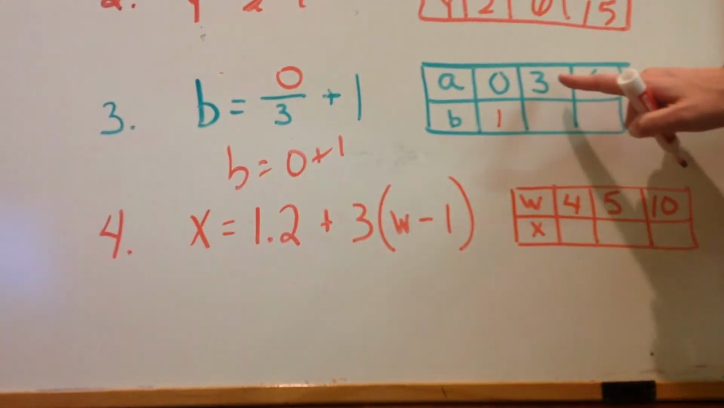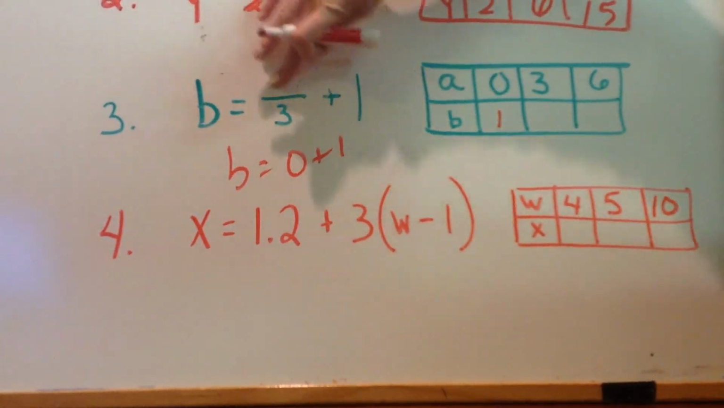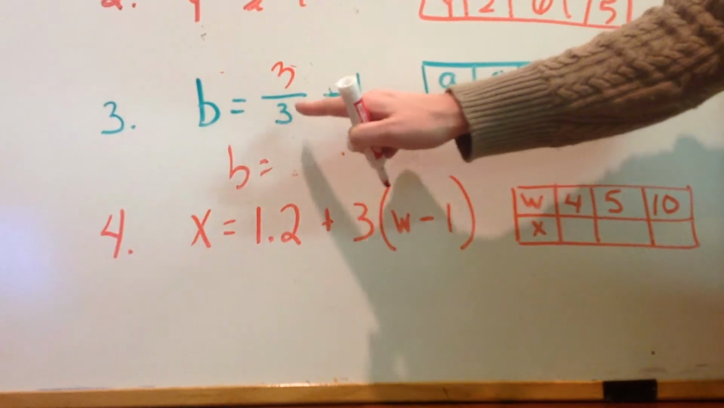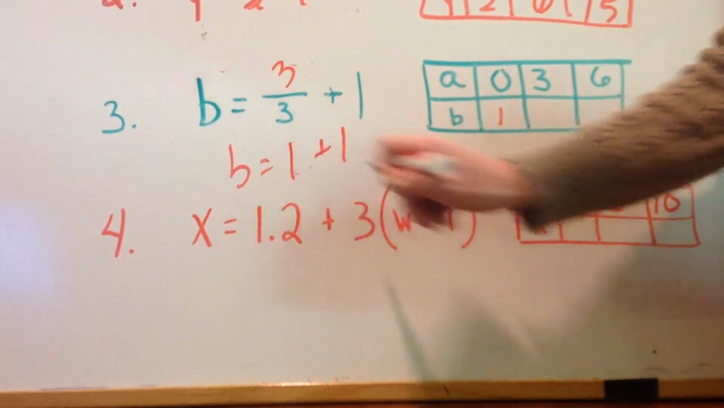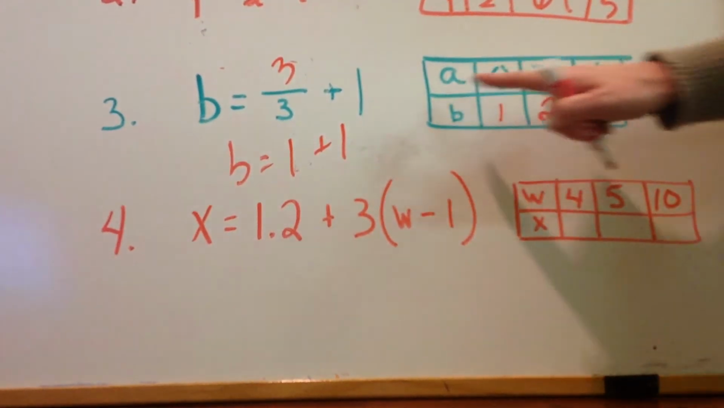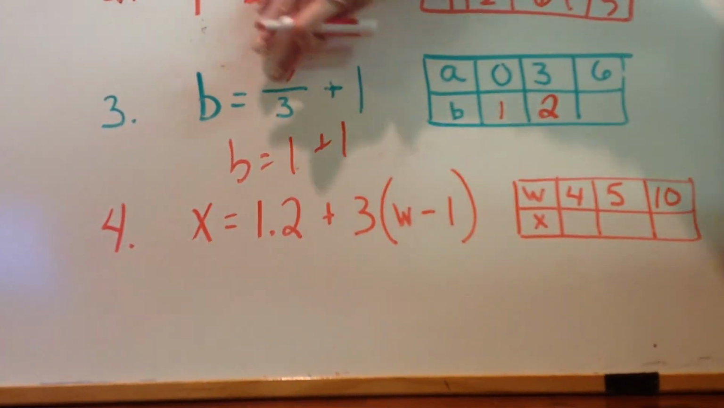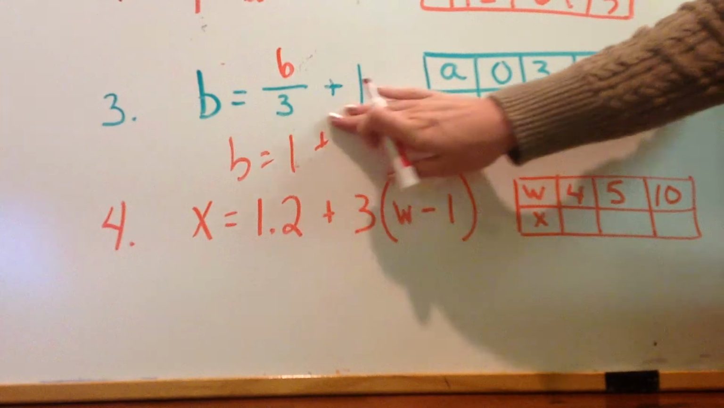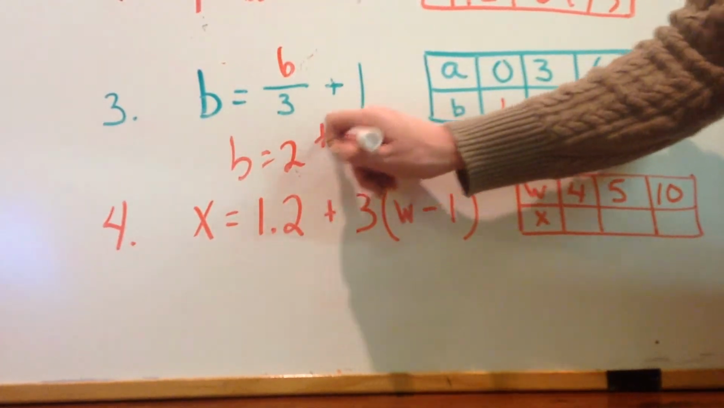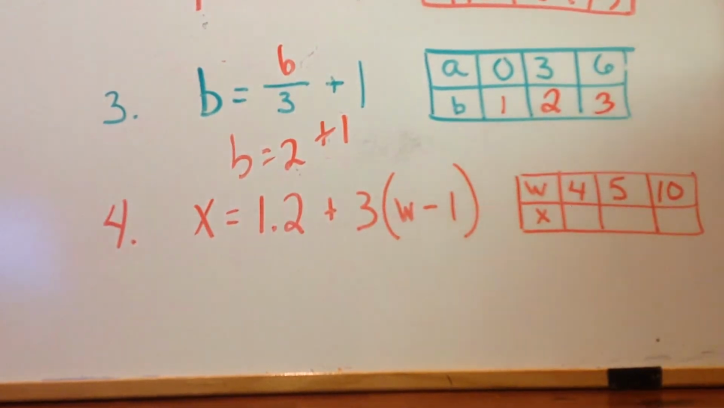I'm going to do the problem again, but now I'm going to replace my a with 3. 3 divided by 3 is 1. And 1 plus 1 is 2. Now I'm going to replace my a with 6. Oh, 6 divided by 3 is 2. Plus 1 is 3. Okay.